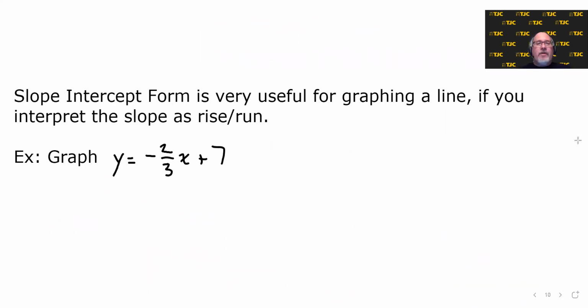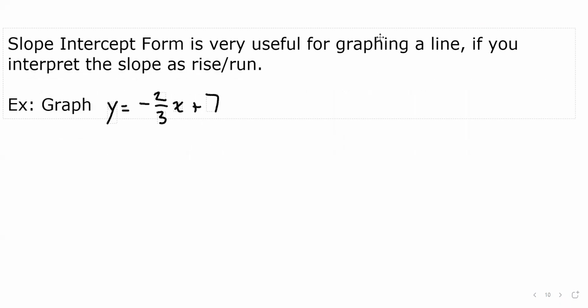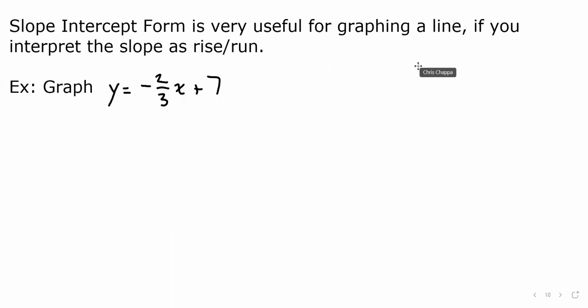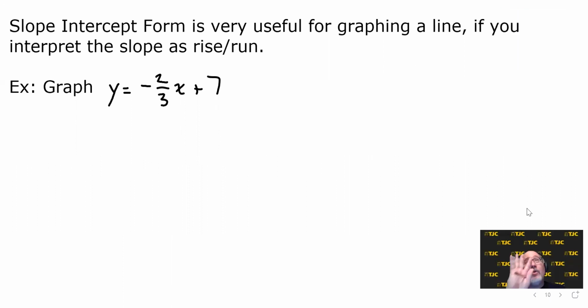All right, a little bit more about slope-intercept form, and I'm going to turn off my picture so that I can raise this. Let's just grab all this and move it upwards. There we go. Slope-intercept form is very useful for graphing a line if you interpret the slope as rise over run. For example, and I'm going to bring my picture back. I'll just put it somewhere that doesn't cover the words. Put me down here. Hello up there. For example, graph y equals -2/3 x plus 7.